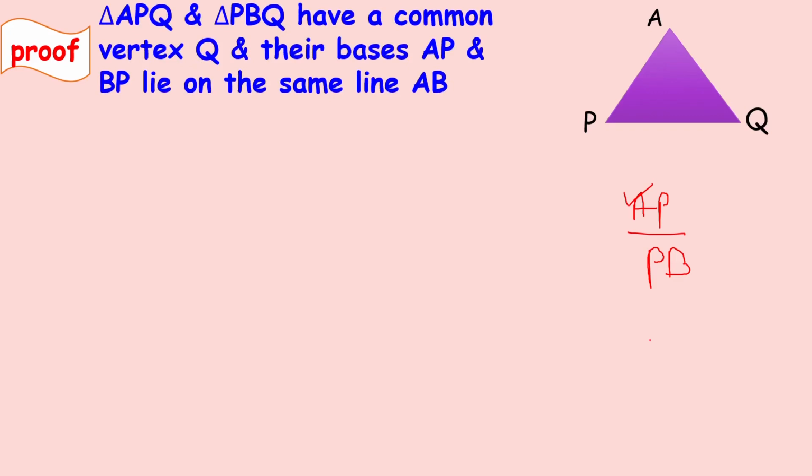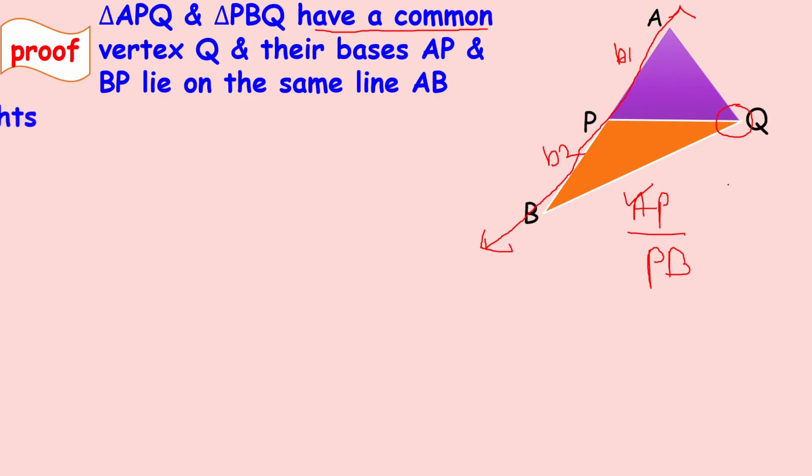Now we have to find out the ratio AP upon PB. Therefore we take two triangles: the triangle with the side AP, that means triangle APQ, and the triangle with the side PB, that is PBQ. These two triangles have a common vertex Q, and their bases, AP and BP, lie on the same line AB.